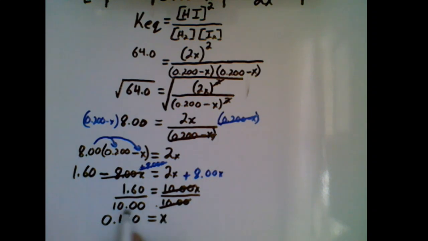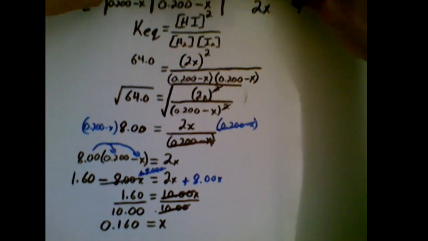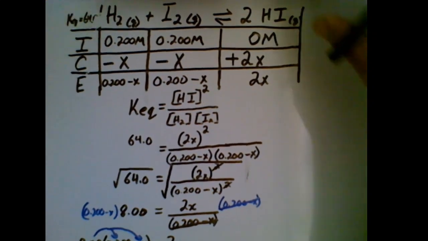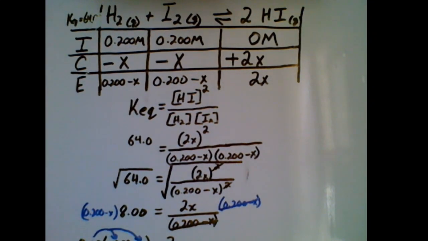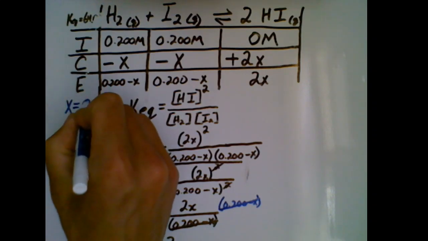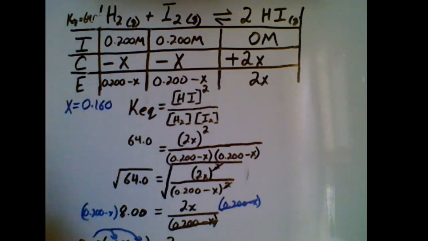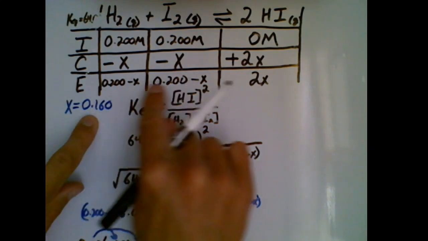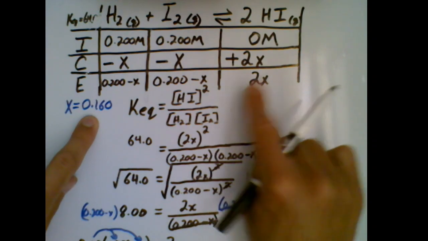So we've done all this work to find out that x is 0.160. You may think that we've already finished, but we're actually not done yet because this is just x. The question is, what are the equilibrium concentrations? So we need to jump back up to the top, and I'm just going to write x over on the side so we don't forget what it was since it's out of frame. It was 0.160.